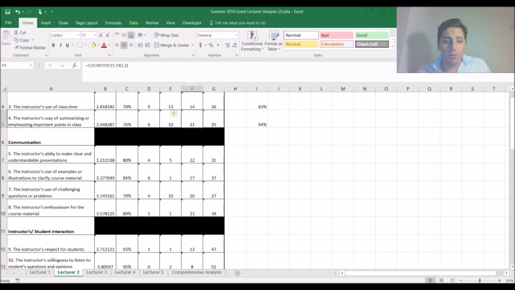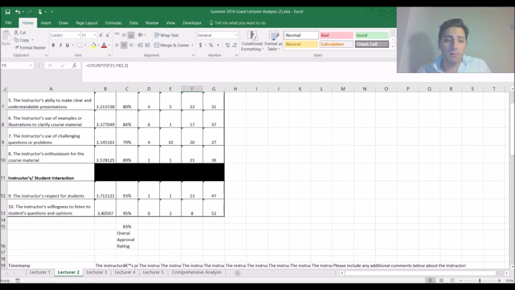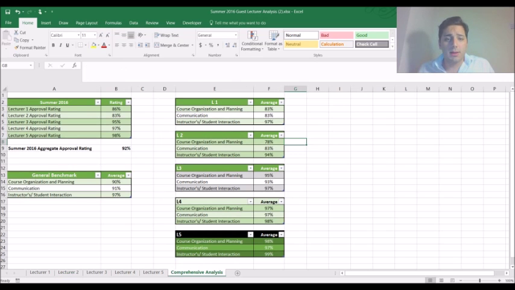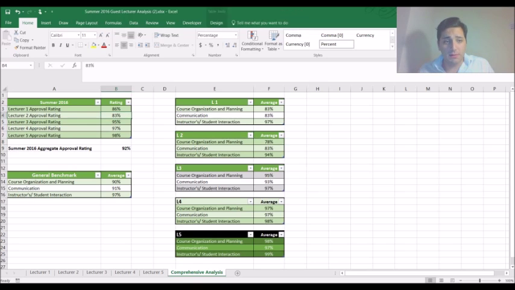And the same thing as we look at things that are very, very salient, like use of challenging questions or problems. It seems like students weren't challenged enough, but again, looking at relative frequency, the data is more on the positive side, so that's something that we can look at as well. And again, these are for all guest lecturers. We see that a majority of our guest lecturers, except for the first two, are above the benchmark.